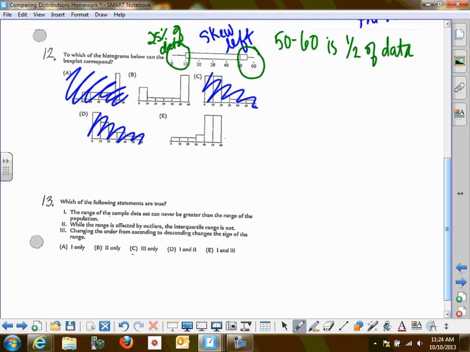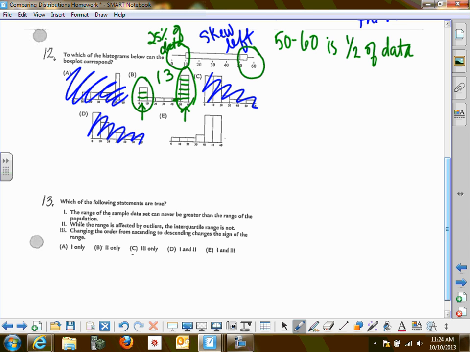Okay, so I went through here and drew these. 3, 4, 5, 6, 7, 8, 9, 10, 11, 12, 13. So this one has 13 items, and this is 6. Is half of it from 50 to 60? Pretty much. There's the median. How about this? Is this 25% of 13 items? Pretty much. Fourth. So I think B is looking good.